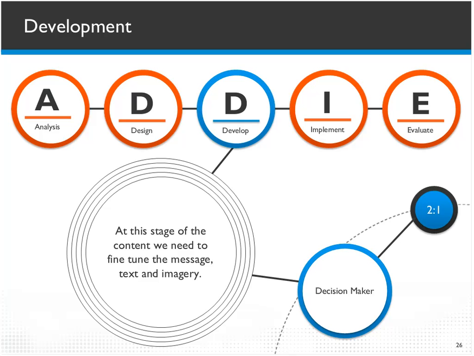We're making sure that the message is clear. We're making sure the imagery is appropriate for the organization. We're really trying to make sure that everything is where we want it to be before we close out this phase of the cycle. Typically, we don't have the SMEs involved anymore. Really, we've gotten the most that we need out of them in the analysis and design phase. So typically, we're working with a decision maker or their designated project manager, or whoever that might be.